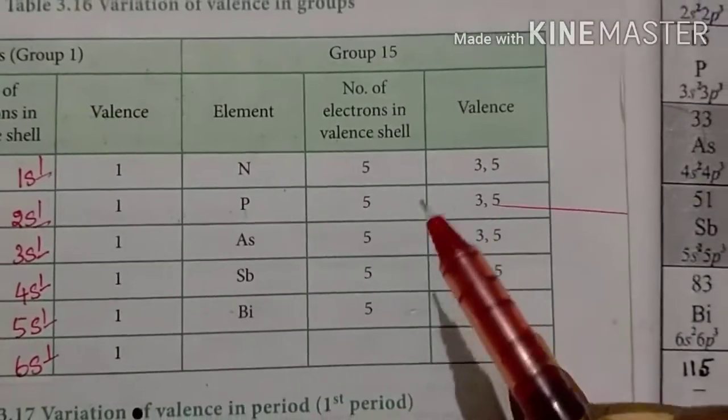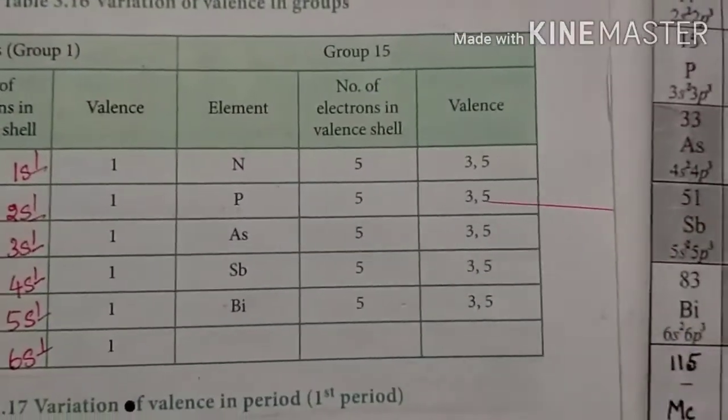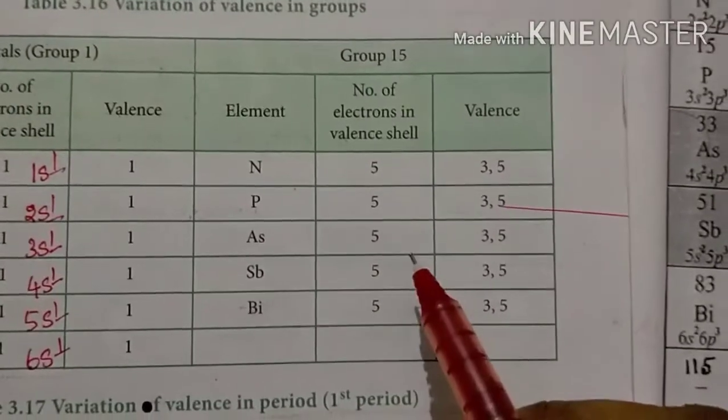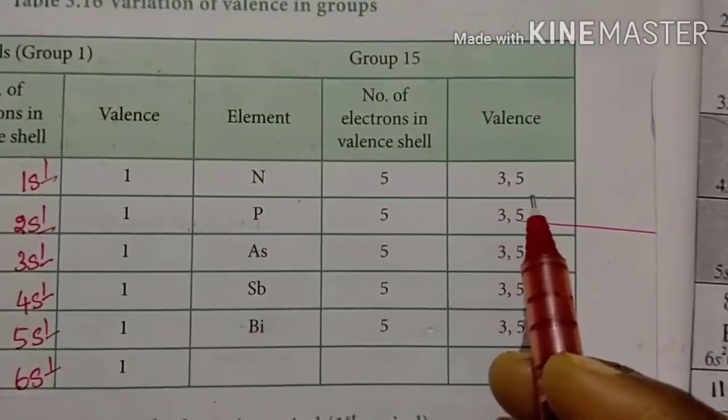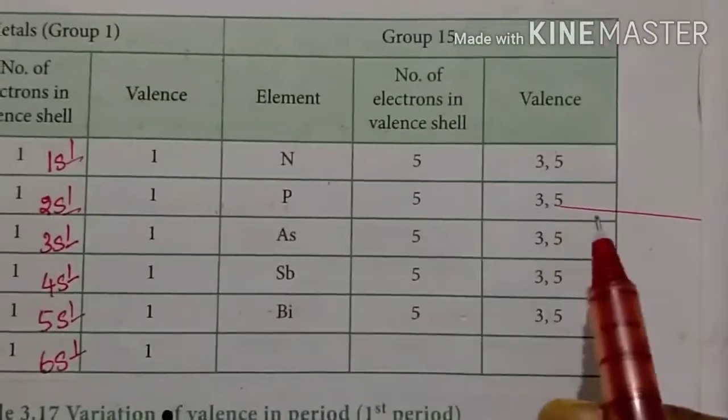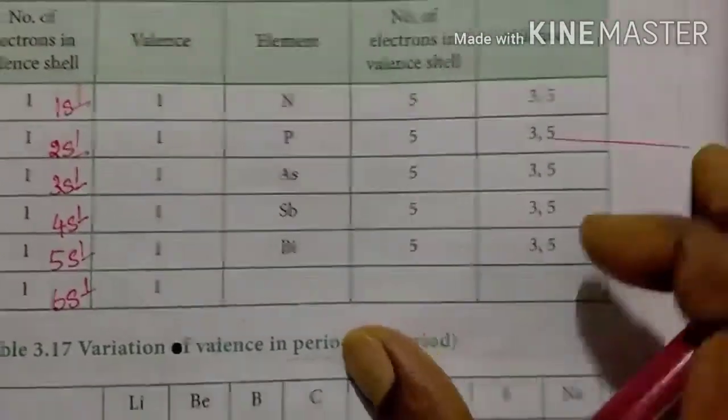So in a group, the number of electrons in the valence shell will be the same. So the valency of that particular group is mentioned here as 3 and 5.